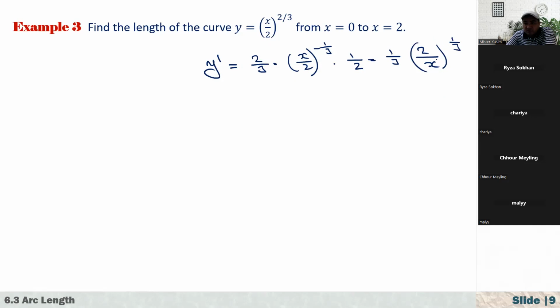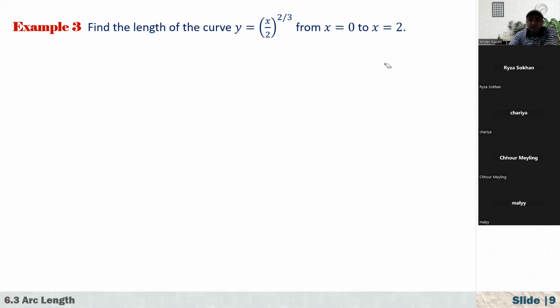Now, because x is in the denominator, this function is not defined at x equals 0. So we cannot evaluate this at this point. It doesn't make sense. That's why we're going to use the previous method and change the roles of x and y. So if you raise both sides to the power of 3/2, we have y to the power of 3/2 equal to x over 2.